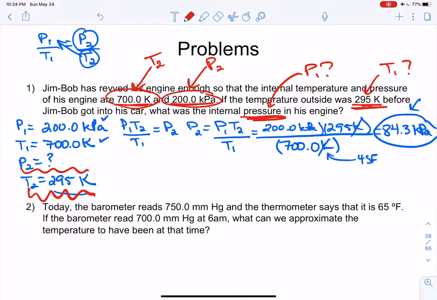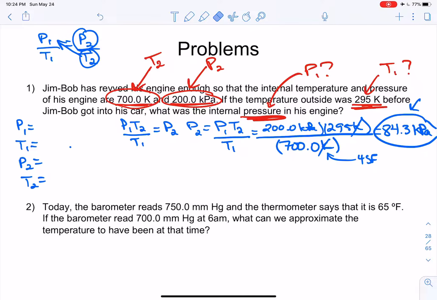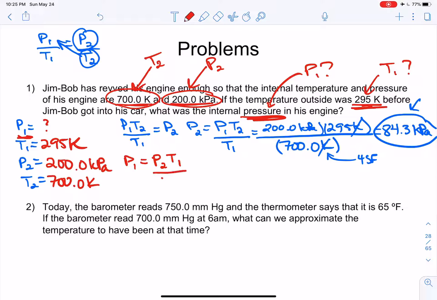So I'm going to go ahead and solve this equation if we switch the sets around, just so you guys can see that it works either way. So if we say that P1 is the pressure that we're looking for, and T1 was 295 Kelvin because that's where his engine started, and then he revved it and it went up to 700 Kelvin and a pressure of 200 kilopascal. Well, now we're solving for P1. So if we rearrange the equation for P1, what we will get is that P1 is equal to P2 T1 over T2.